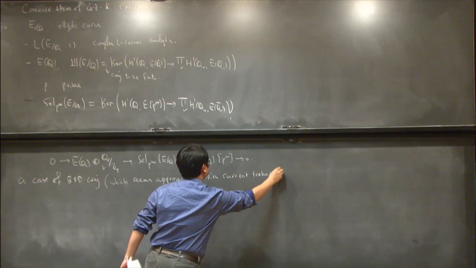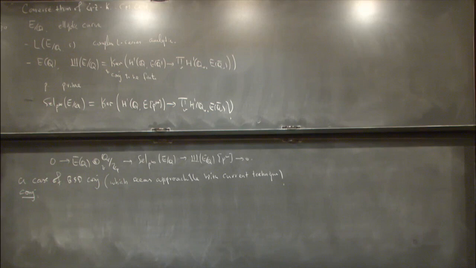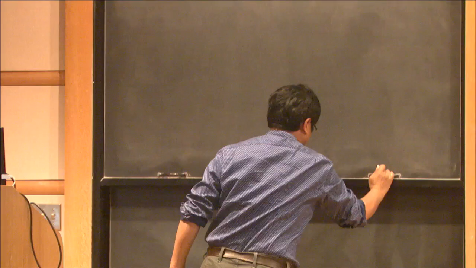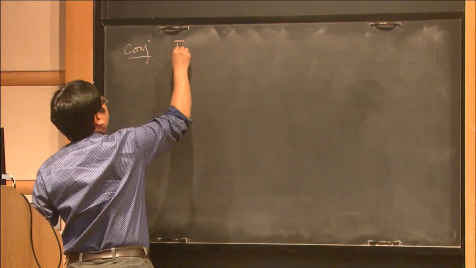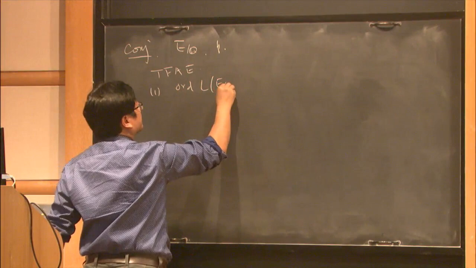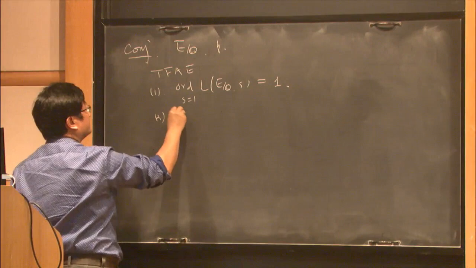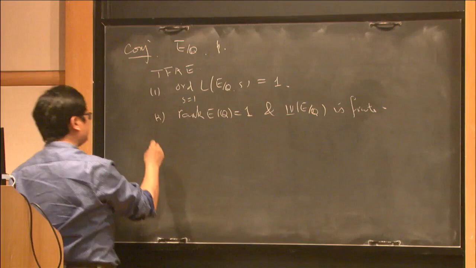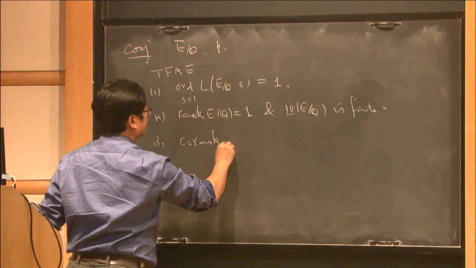So this case is the following. Suppose we are given E over Q and p as above, then the following are equivalent. Let me write it down here. First, the vanishing order of this complex L-series at the central point equals 1. Second, the Mordell-Weil rank of E over Q is 1, and the Sha of E over Q is finite. And the third one is the corank over Z_p of the Selmer group of E over Q is also 1.